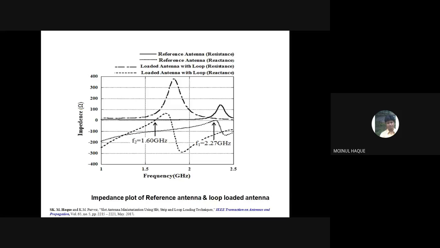So the next slide is the input impedance plot. I think it is not visible. I think I have to wait. Yes, sir. Not visible yet, sir. Okay, I'm waiting. Yes, sir. Visible now, sir.